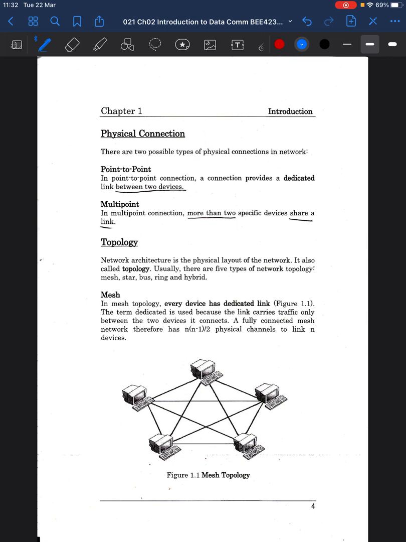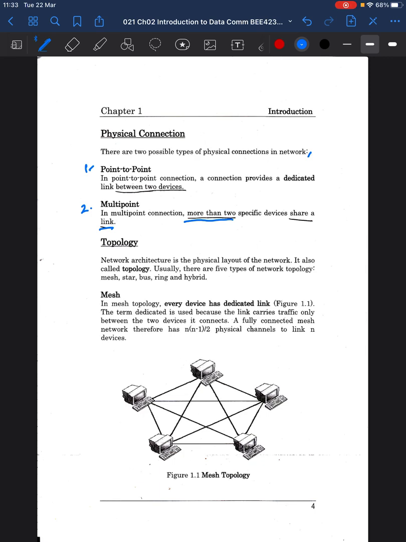Okay, next, in network connection, computer network or data communication, we relate to the physical connection of the devices. There are two possible types of physical connection in a network. One is point-to-point, second is multi-point. In point-to-point connection, a connection provides a dedicated link between two devices, from point 1 to point 2. Second is multi-point. In multi-point connection, more than two specific devices share a link, share the connection. Normally we are talking about more than two, we call it multi-point.